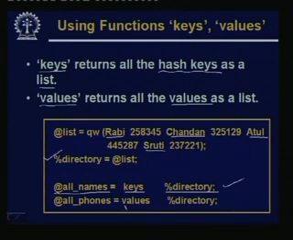And if we use the function values on the same array, you will get back the values, or the telephone numbers. So, now these 4 telephone numbers will form a list and it will be assigned to another array called all phones. Okay. So, you can see how by using the keys and the values functions, we can extract the first or the key part and the second or the value part of the key value pair in a hash array.